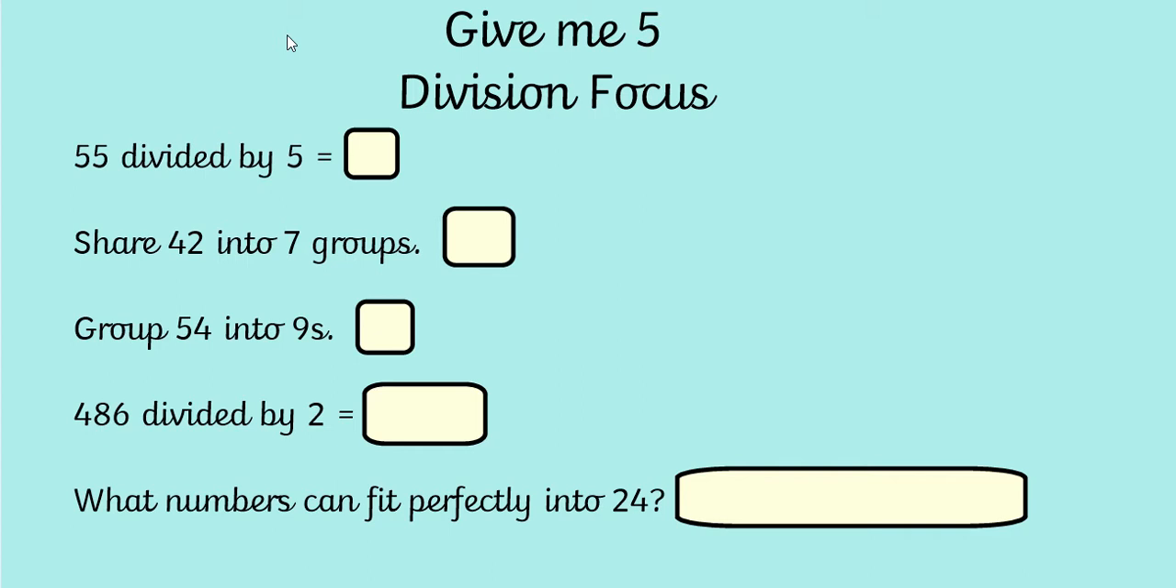If you know your 5 times table, you should be able to know this answer. And we know that a lot of things, when it's a double number, they're usually in the 11 times table. So there we go, 55 divided by 5 is 11.